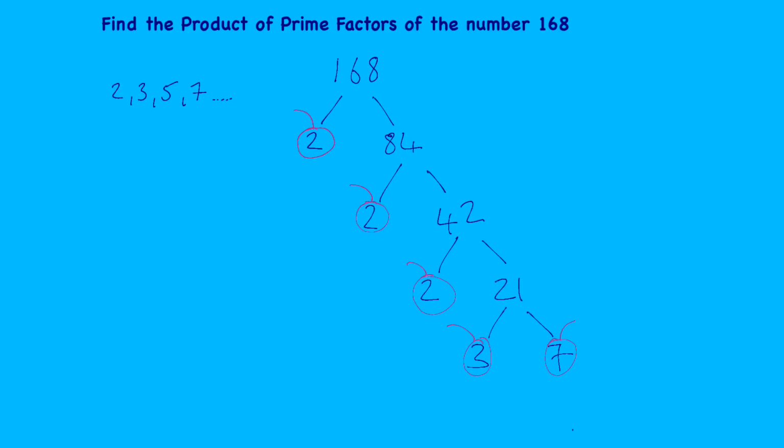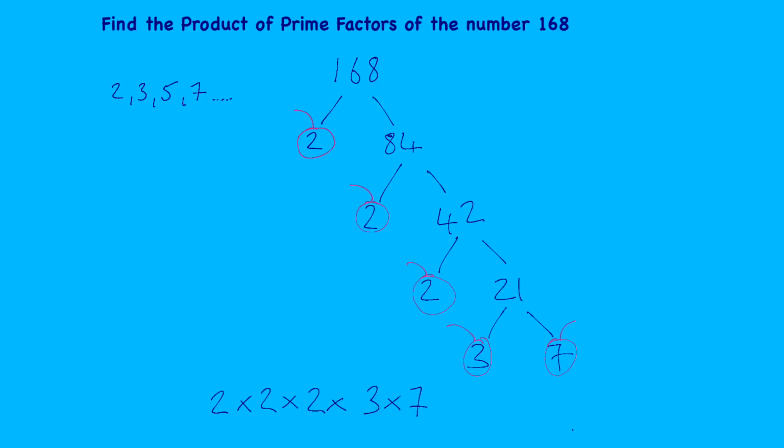So this is my final answer. So my cherries, or my prime factors, are 2, 2, 2, 3, and 7. These are the prime factors of the number 168, and once we insert a multiplication sign, another word for multiplication is product, we have the product of prime factors of the number 168.